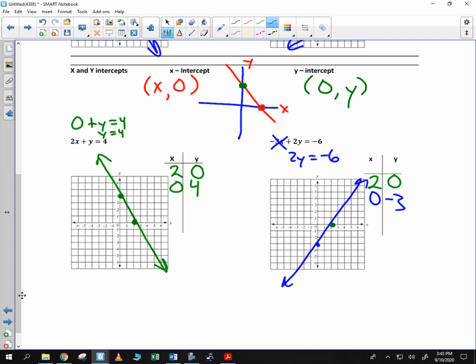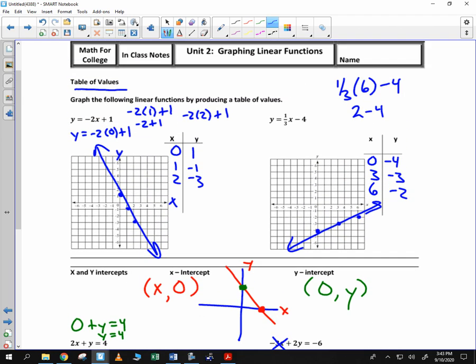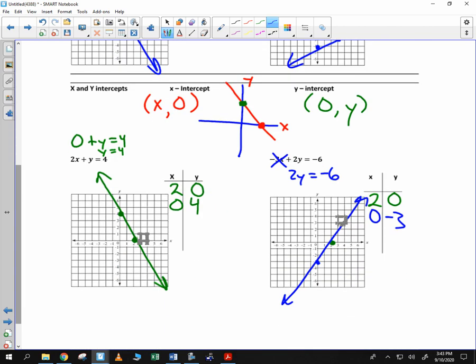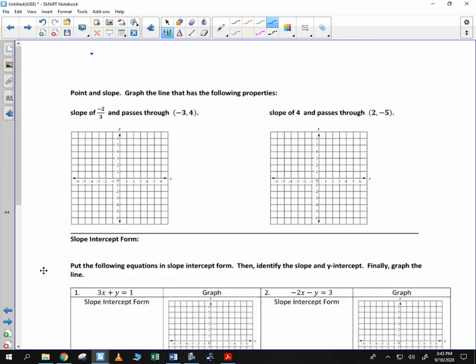So those are two ways, and I know that everybody's thinking about slope-intercept form right now. That's what you're used to, and we're going to do that. But making a table of values, looking at x and y-intercepts, these are things that you should be able to do as well as you consider wanting to enter into a college math class. Those are skills we should have.